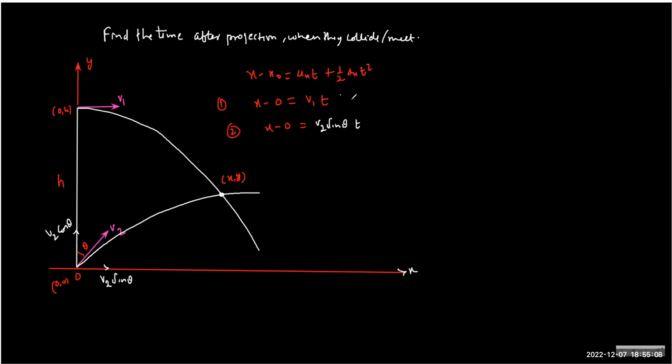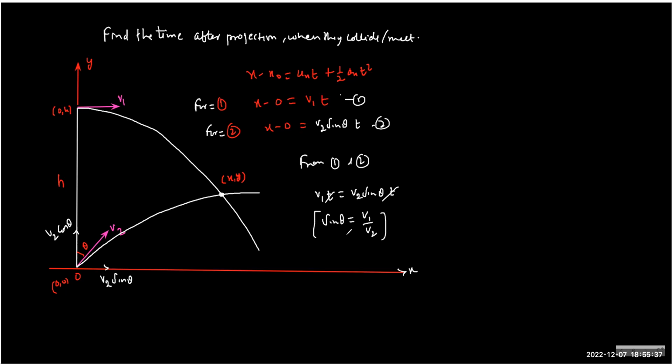So you can add v2 cos theta into t. And these two must be equal, isn't it? This must be the same as this. Yes. So if you equate, from 1 and 2, we will get v1t equals v2 cos theta into t. t gets cancelled. So you get the unknown cos theta equals v1 upon v2. So of course v2 must be much more than v1, then only it is possible to collide.